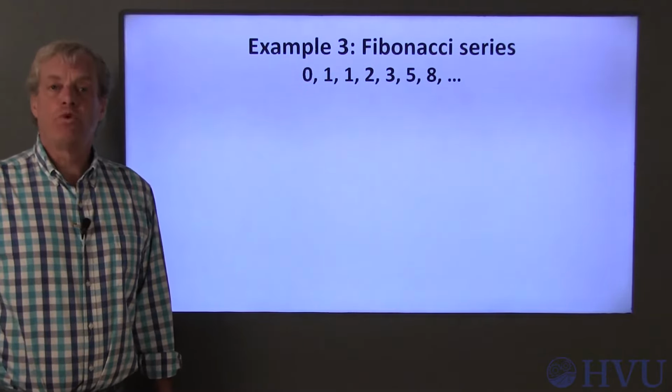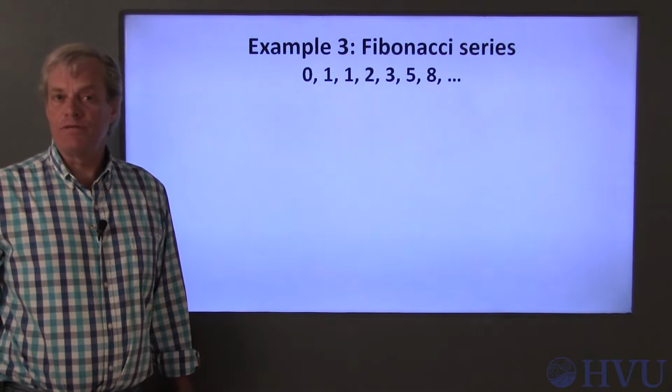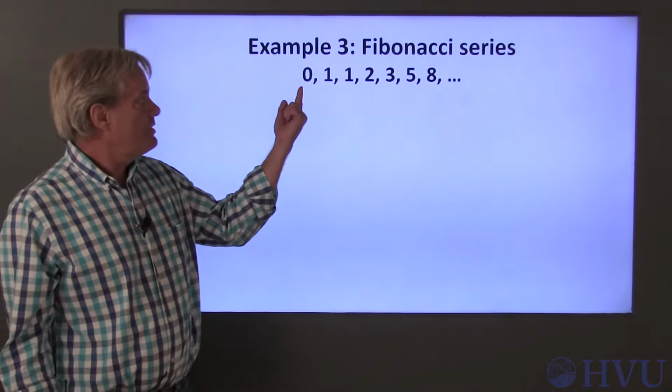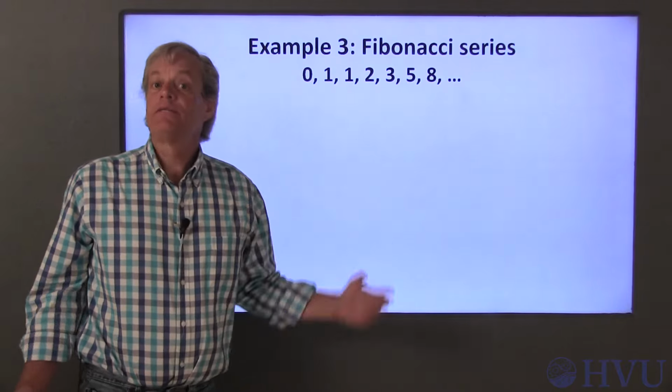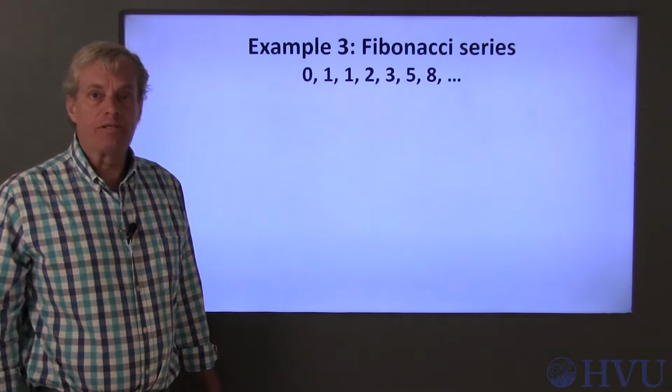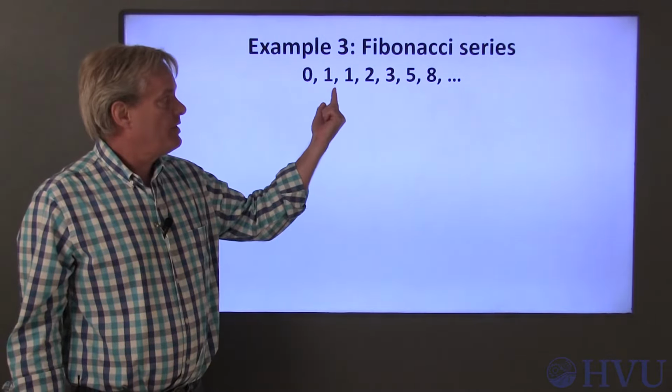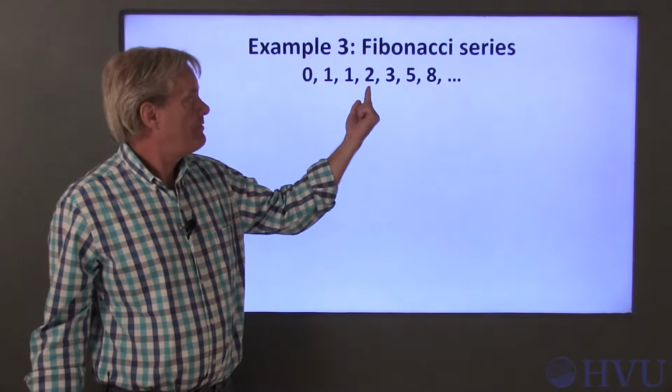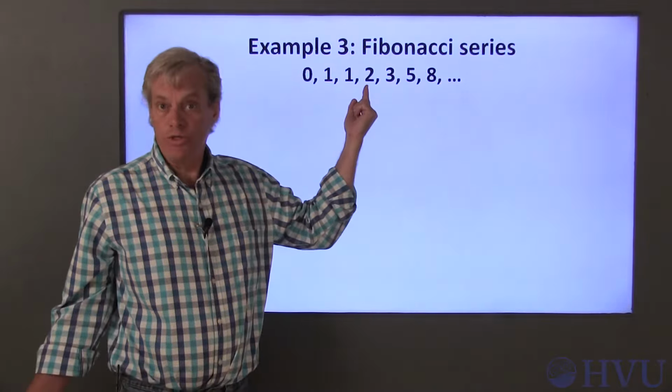Finally, I'll use a for loop to evaluate a Fibonacci series. The first two elements of the series are 0 and 1. Subsequent elements are created by adding the two immediately previous elements. So the next element is 0 plus 1, which is 1. The one after that is 1 plus 1, or 2, and so on.